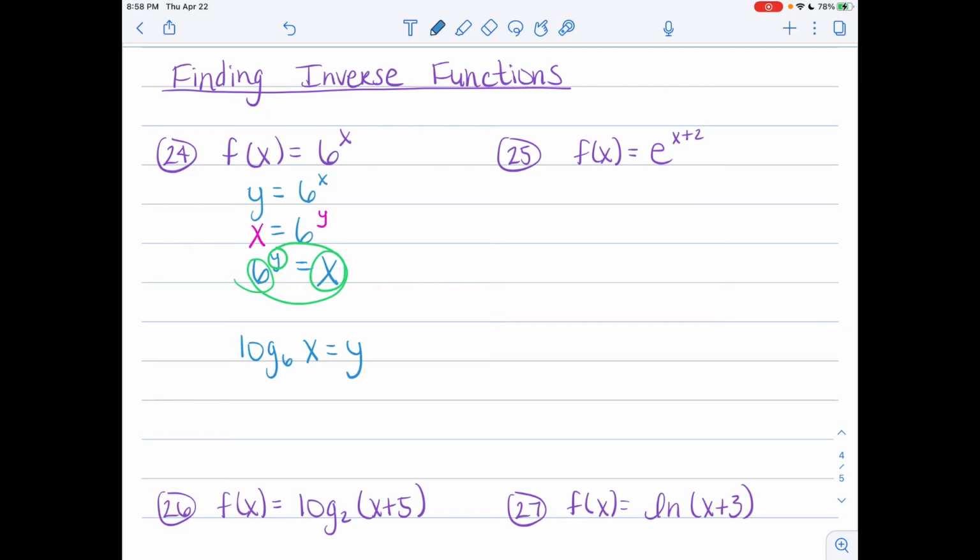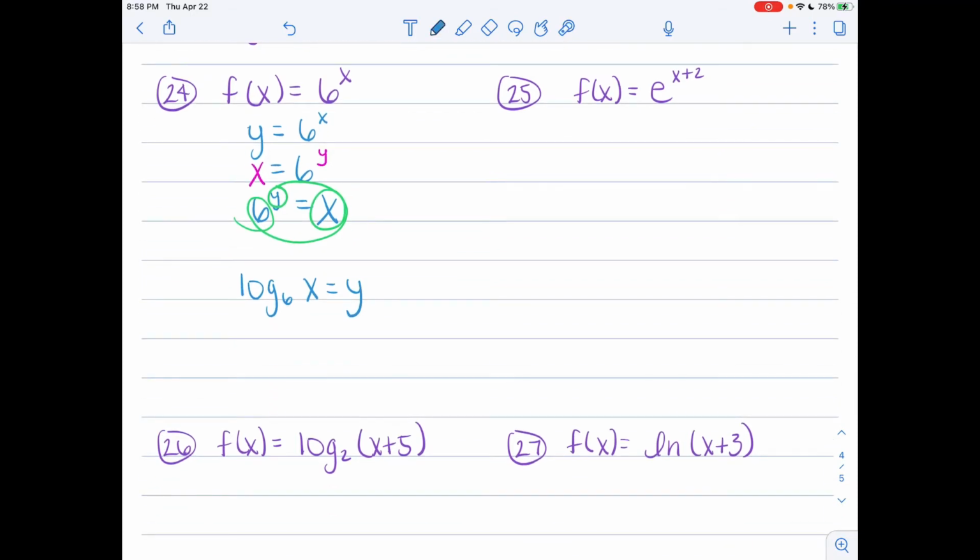And I can rewrite that in function notation. Remember that we use a -1 as an exponent to say f inverse. So f inverse of x is equal to log base 6 of x.